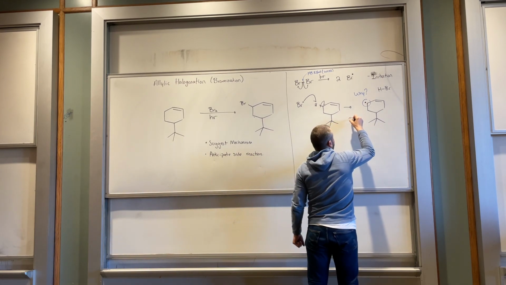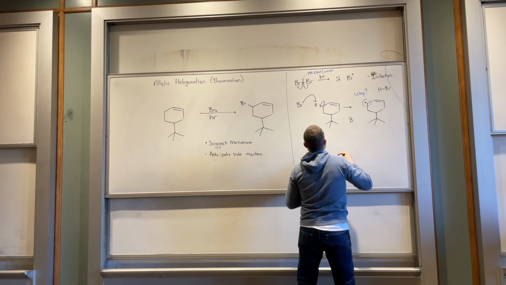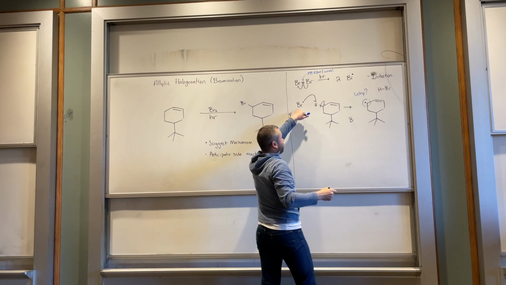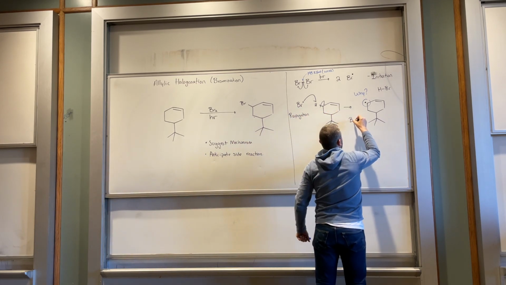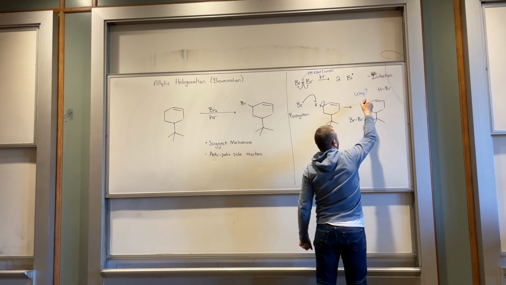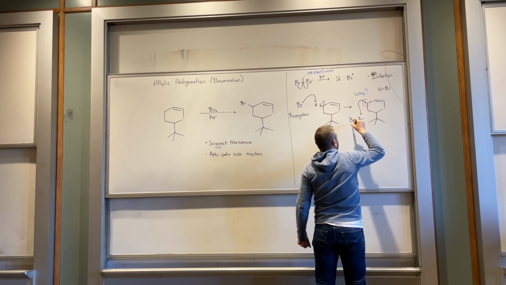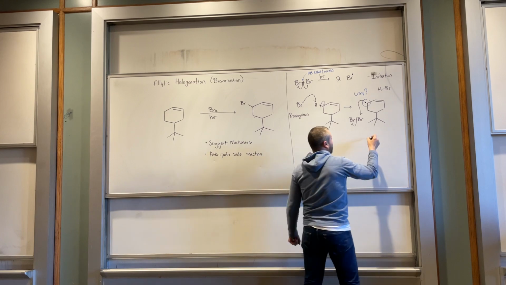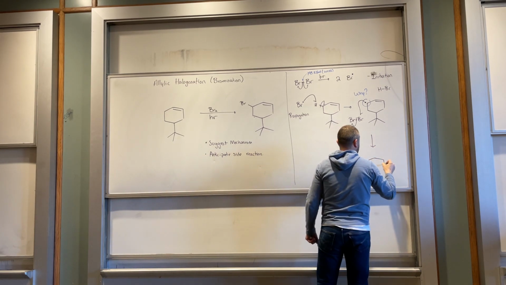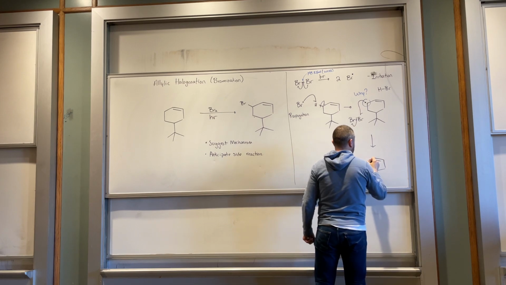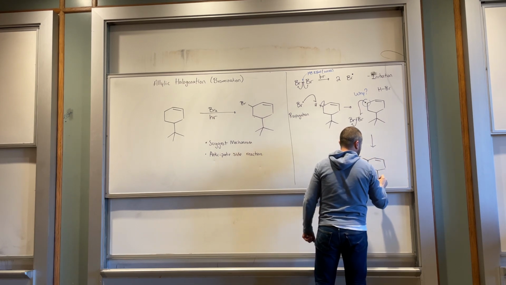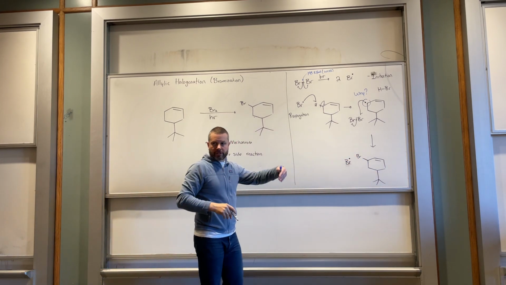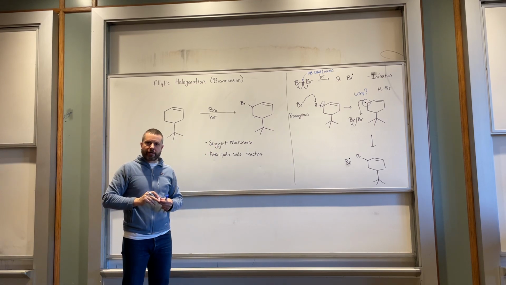Right, once we form that radical, this is a propagation step. We're starting with one radical, we're forming a different radical. That carbon radical, once it forms, is going to react with molecular bromine and continue the chain. So it makes a bond to bromine, and that gives us our product, and a new bromine radical, which then can continue the radical chain reaction.